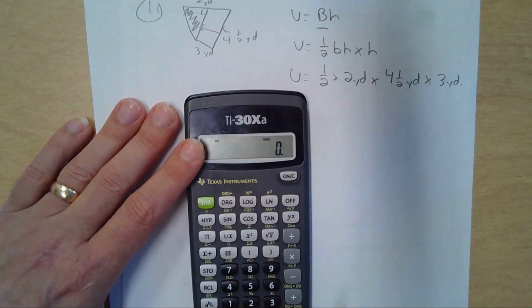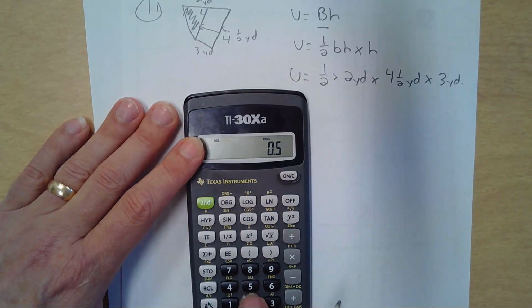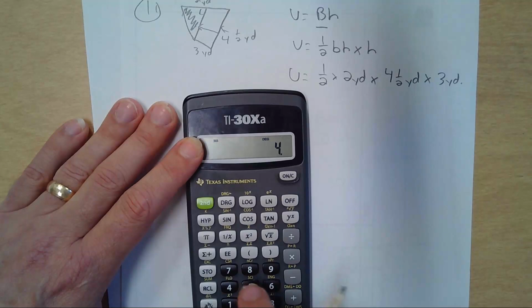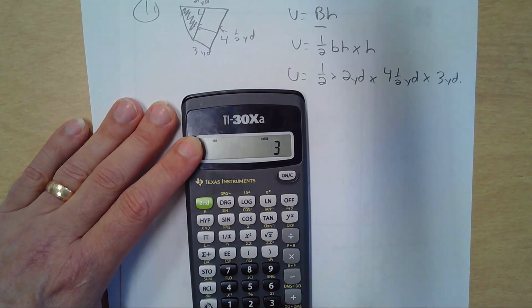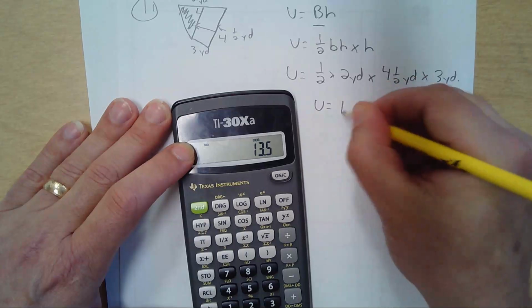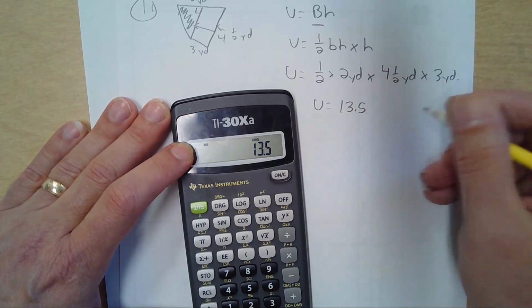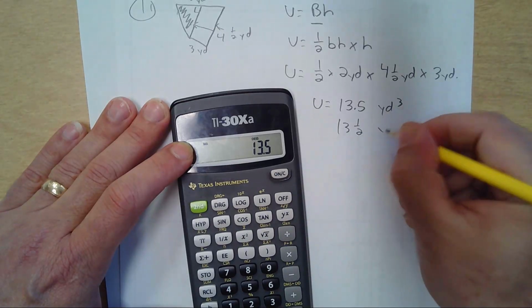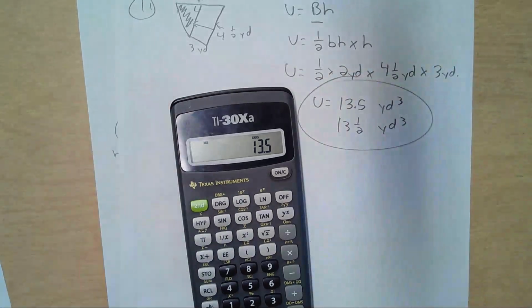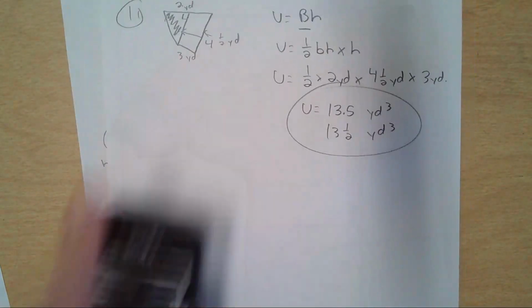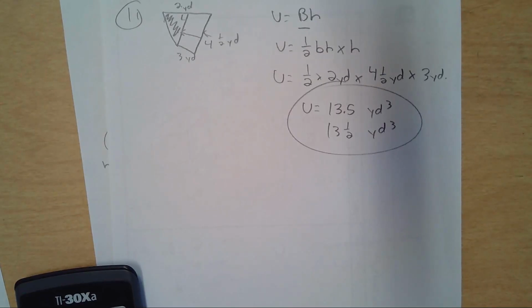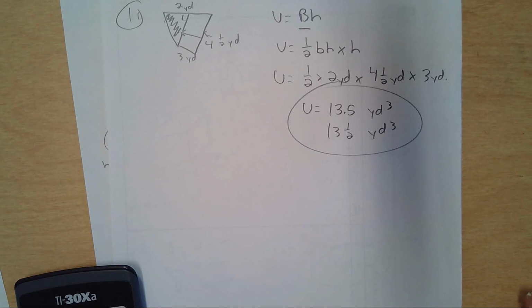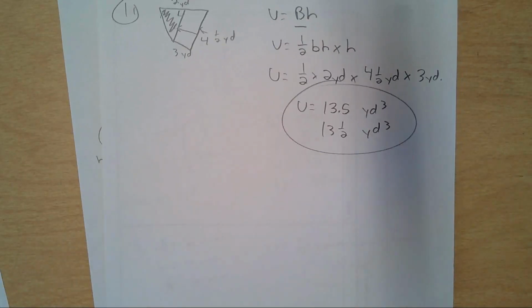So 1/2, 0.5 times 2 times 4.5 times 3 gives me a volume of 13 and 5/10, or 13.5 yards cubed. I did it. So very similar. It's just the area of the triangle formula times the height of the prism. I don't even know what way you're supposed to look at this triangle. They probably could have just drawn it like the other ones.